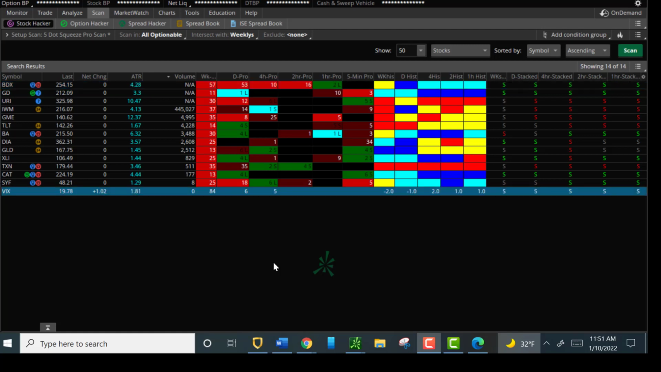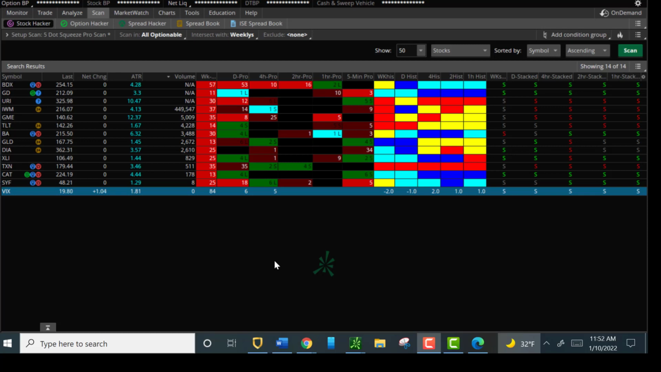So if I'm bullish on a ticker, I'm looking for the histogram to be all cyan or yellow in cyan. And if I'm bearish on the ticker, then I'm looking for the histogram to be dark blue and red, or just all red, or all dark blue. Those are all signs of a weakening momentum. Lastly, I'm looking for the ticker to have stacked EMAs on all time frames.